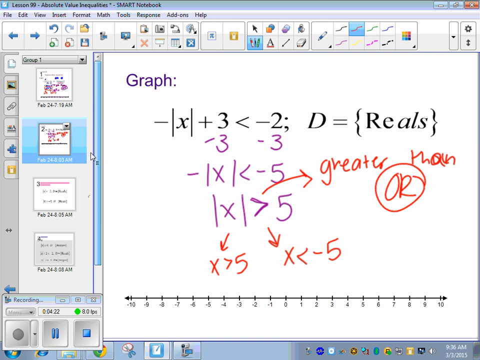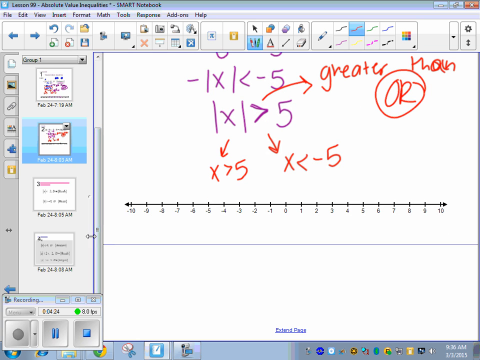Our domain this time is real numbers. So we're going to do an open circle on negative 5, and it's a real number, so we're shading. And an open circle on positive 5 is greater than, so we go this way. We ended up with an "or" graph.